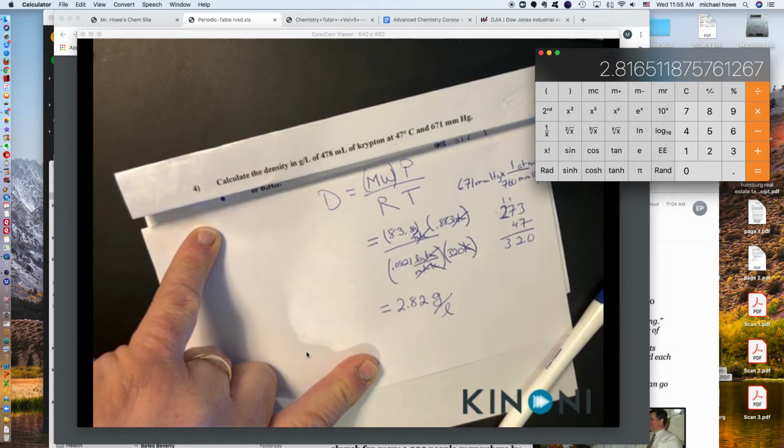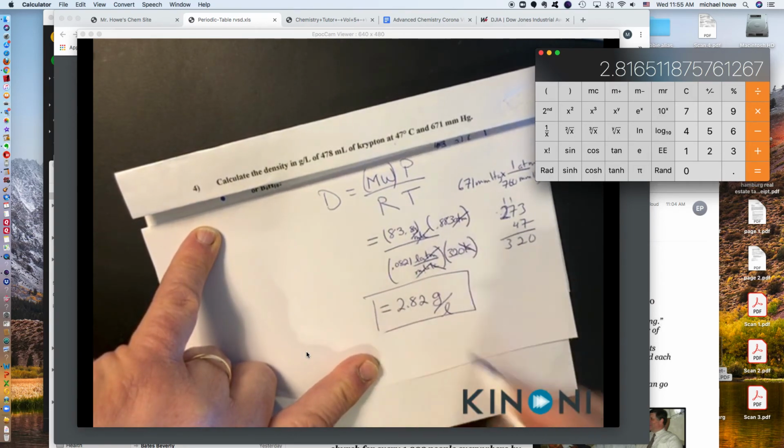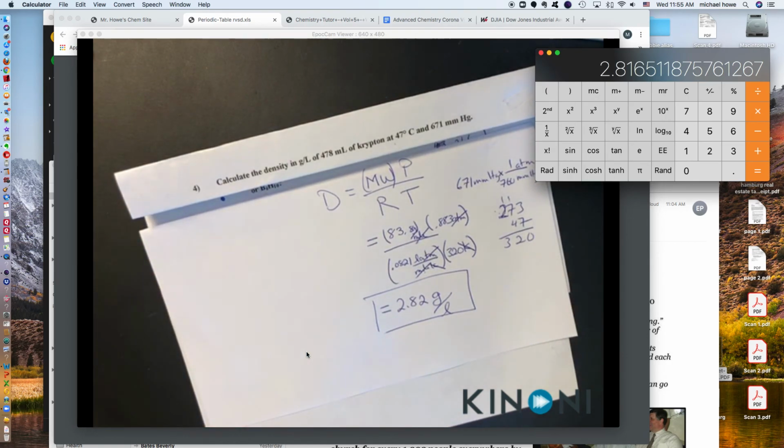I'm just going to double check and make sure I didn't botch my keys, so I'm making sure I did it right. 83.8 times 0.883, then divide by 0.0821, and divide again by 320. Got the same answer twice, so it must be correct. So that would be the gas density. So density is just another variation on the ideal gas law formula when you're working with the density of gases.